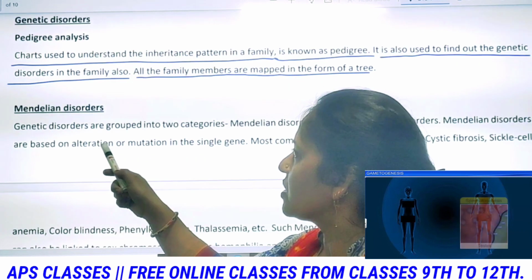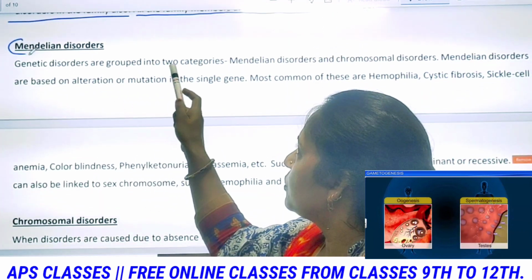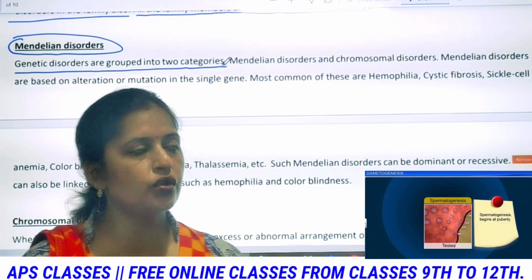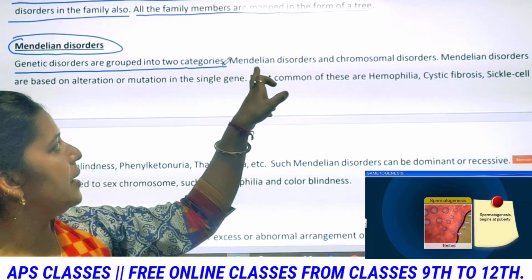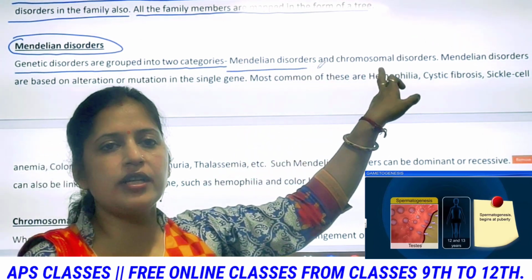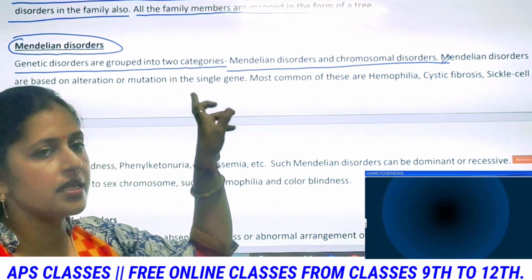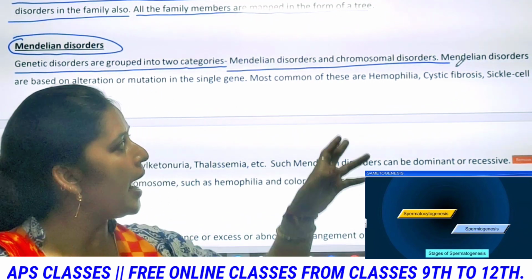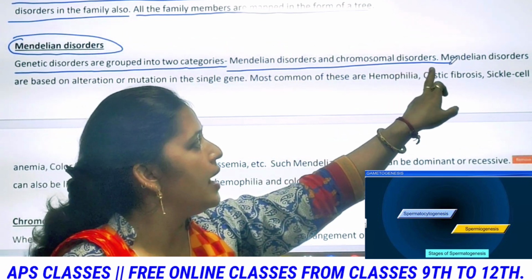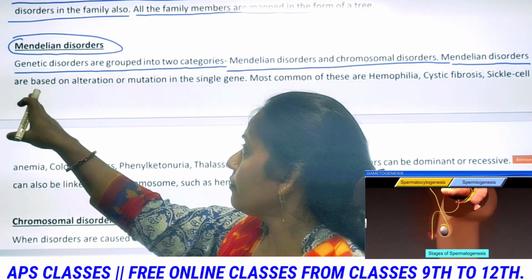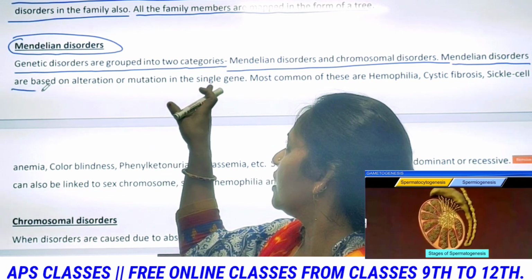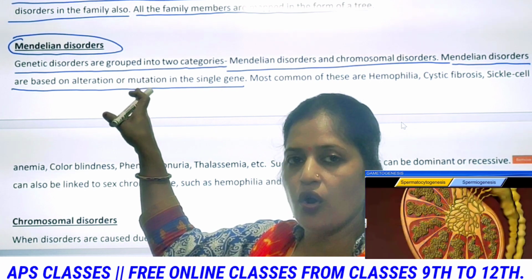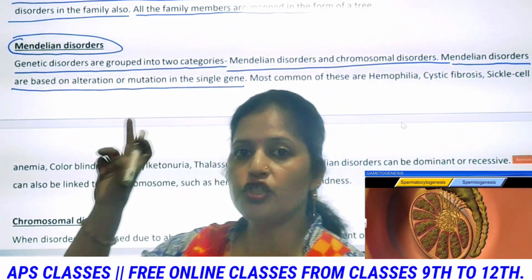Next is the Mendelian disorders. Genetic disorders are grouped into two categories. Now genetic disorders have to be categorized into two different categories, that is the Mendelian disorders and the chromosomal disorders. First is the Mendelian disorder and the second is the chromosomal disorders. Mendelian disorders are based on the alteration or mutation in a single gene.